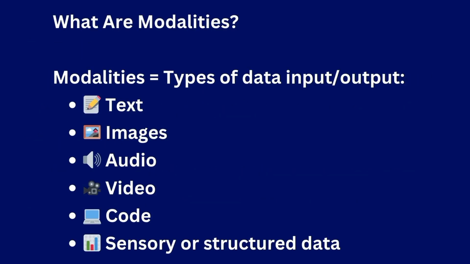Then we need to talk about modalities. Modalities are types of data input or output. So we have text input, we have image input, audio input, video input, then we have codes, then we have sensory or structured data, which is less common.